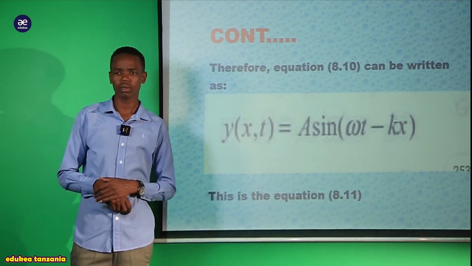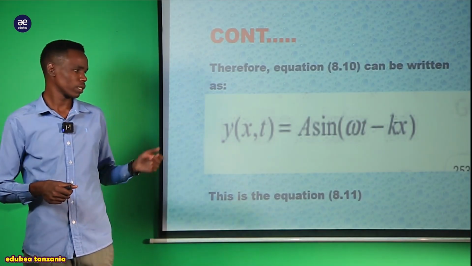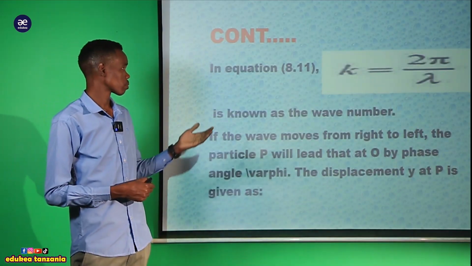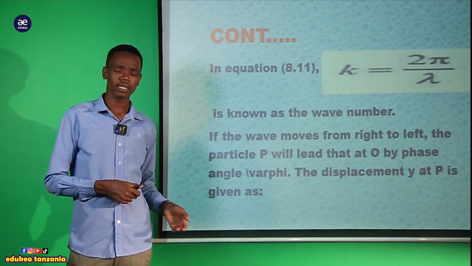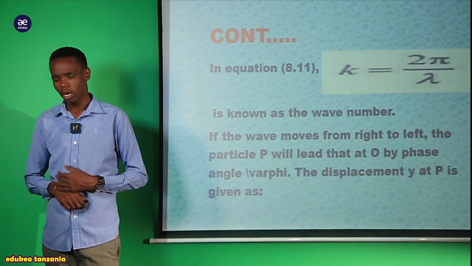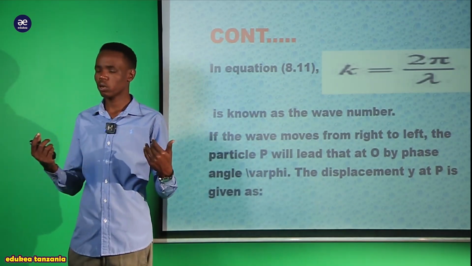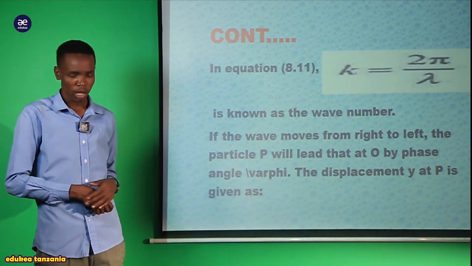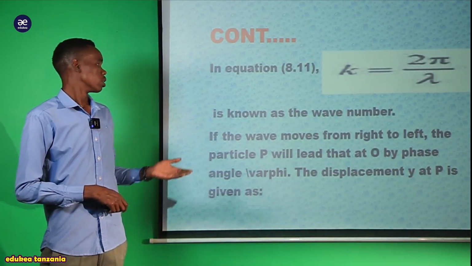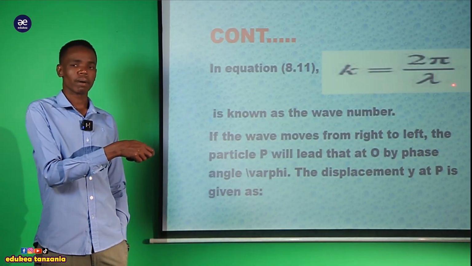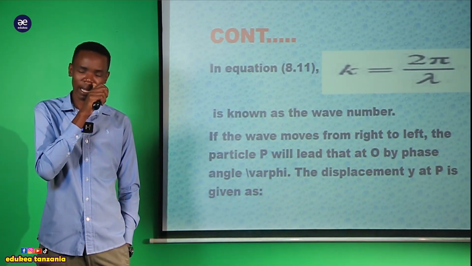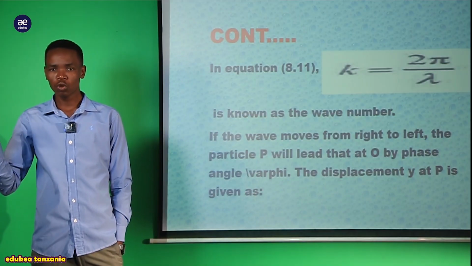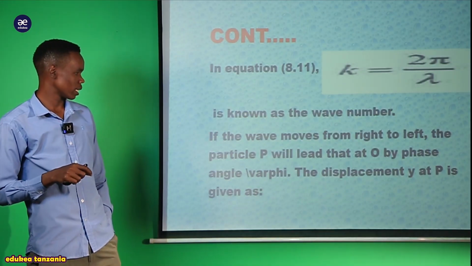Kwa hiyo atakuwa ni equation wetu wa 11 kwenye topic yetu number 8, as we have been told, my lovely students. So in equation number 11, we should say that k must be equal to 2π divided by the wavelength, as I told you, my lovely students. This is not a new concept for you. So this is known as the wave number. Kwa hiyo itaitwa sasa ni wave number. The k is called the wave number, which is expressed as 2π divided by the wavelength, my dear students.